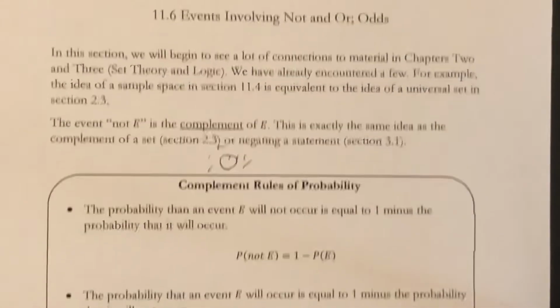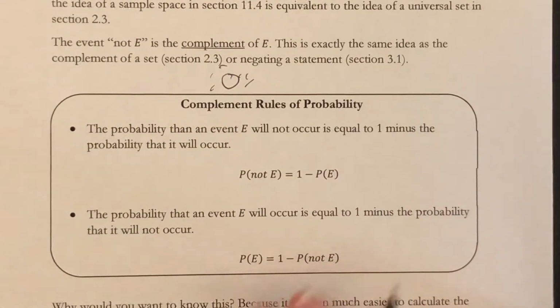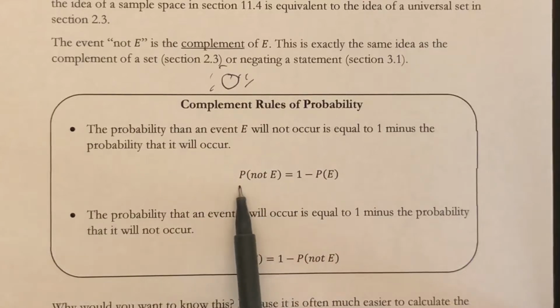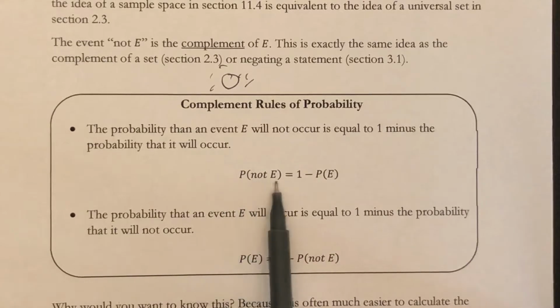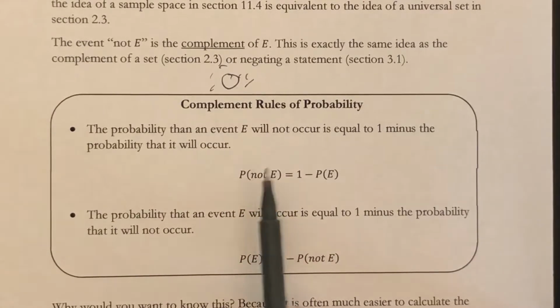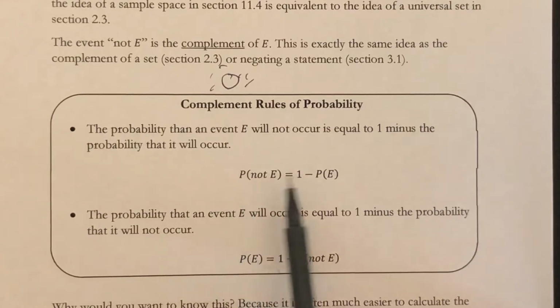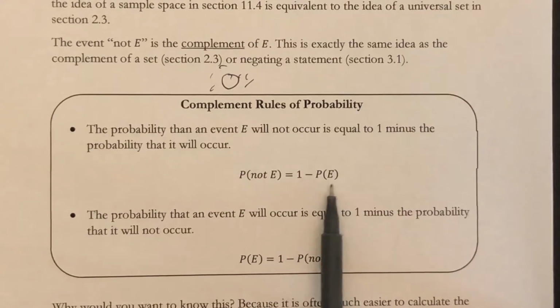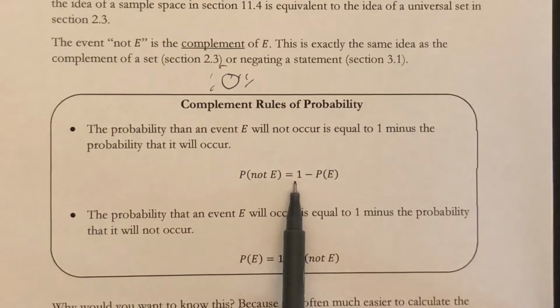Now, we do have some formulas for finding the complement of a particular probability. If you want to find the probability that something is not E, you can do it directly, or sometimes it's going to be easier to find the probability that E does happen. So in that case, you can just find the probability that E does happen and then subtract it from 1.